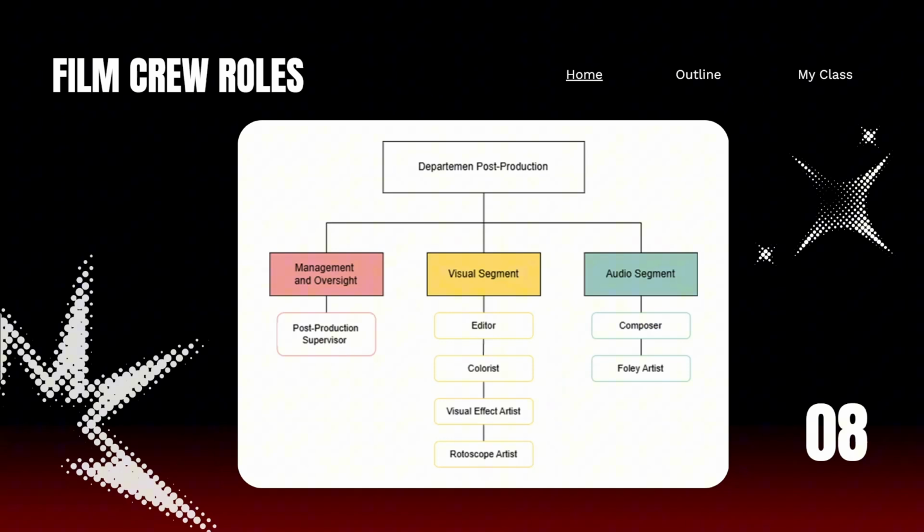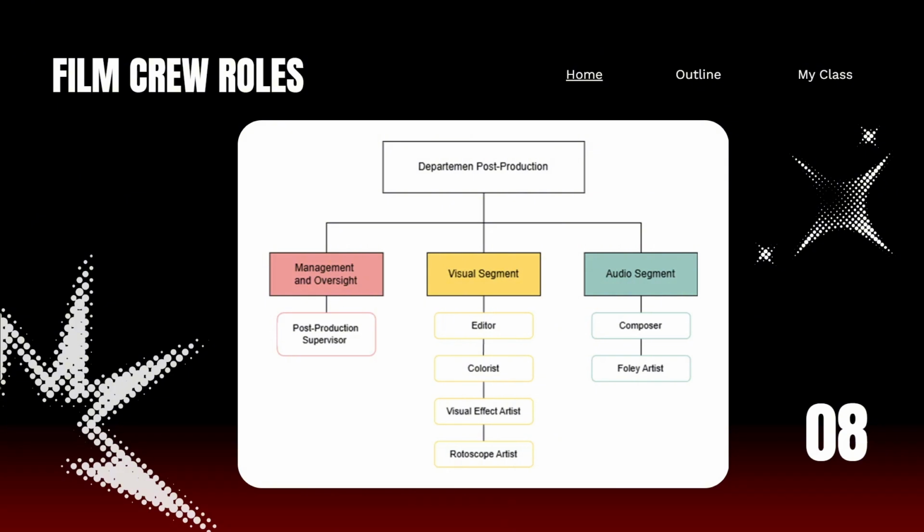Next, we have the post-production department. They are the ones who polish the raw footage into the final masterpiece. First, we have post-production supervisor. They are the ones who help the producer to manage the post-production process, both from scheduling to managing editors and artists. Second one, we have editor. They are the ones who select and assemble the best shots. They work closely with the director to build the story.